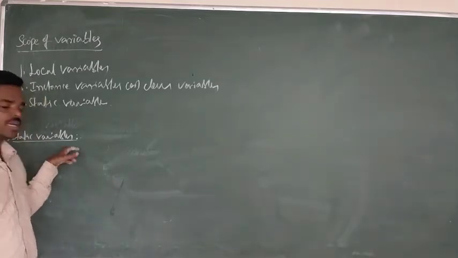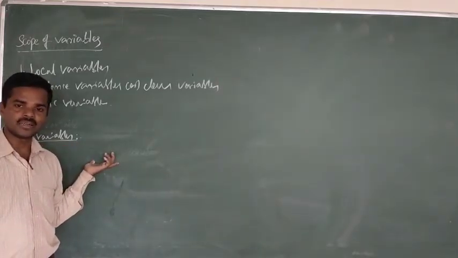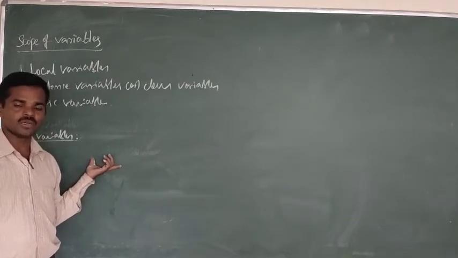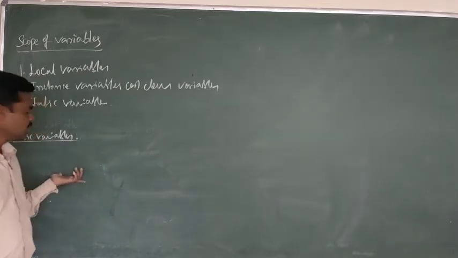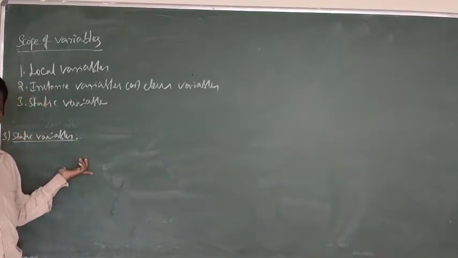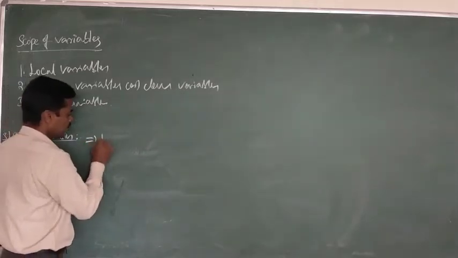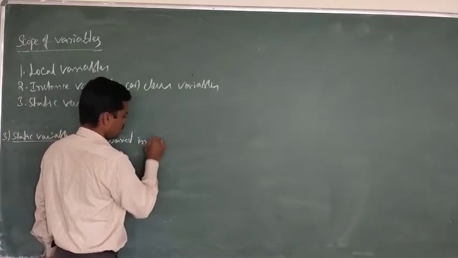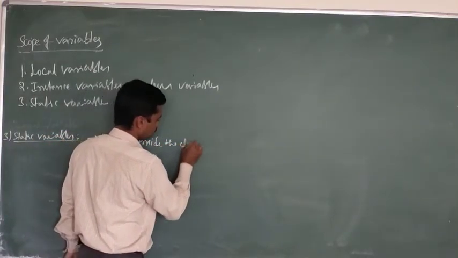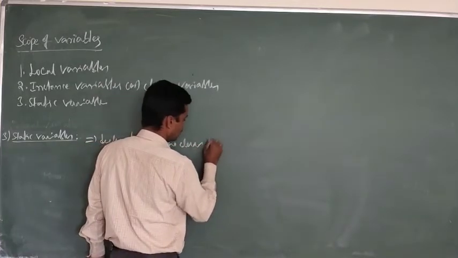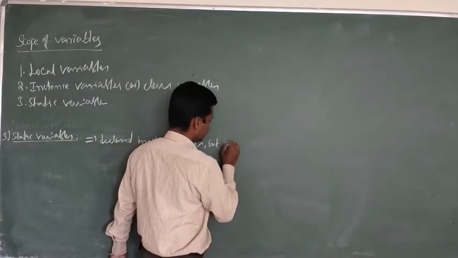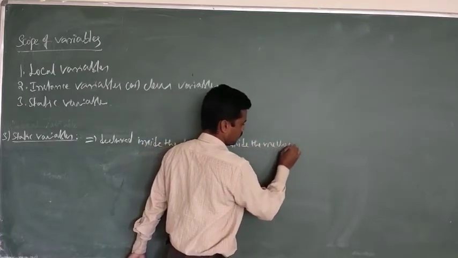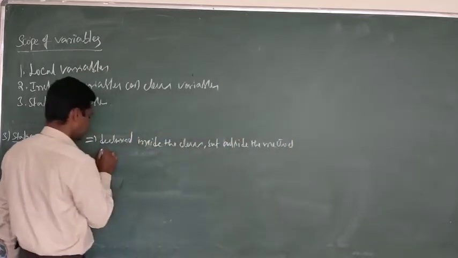Otherwise we can say static variables are created or initialized when the class starts execution, and static variables are destroyed when the class stops execution, and these variables are stored in the static memory. Understood? So: declared inside the class but outside the method, with the static keyword.